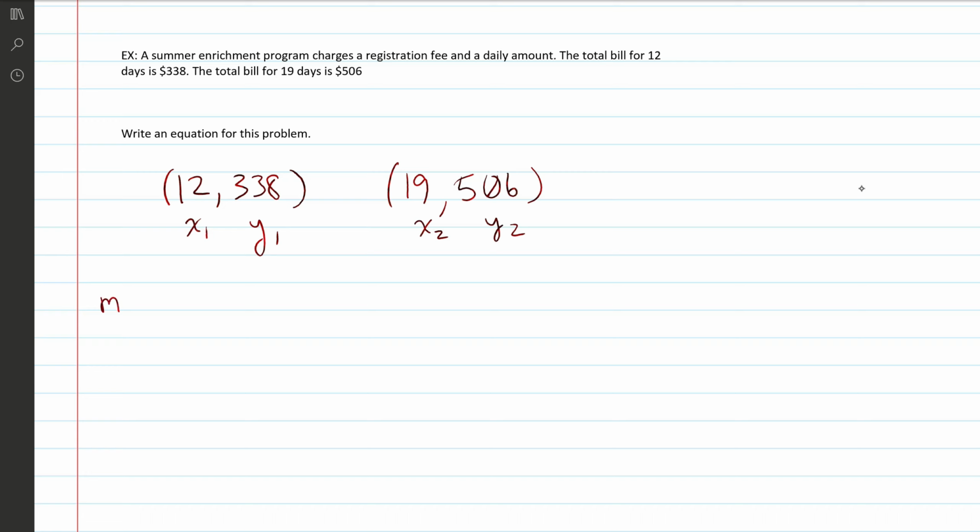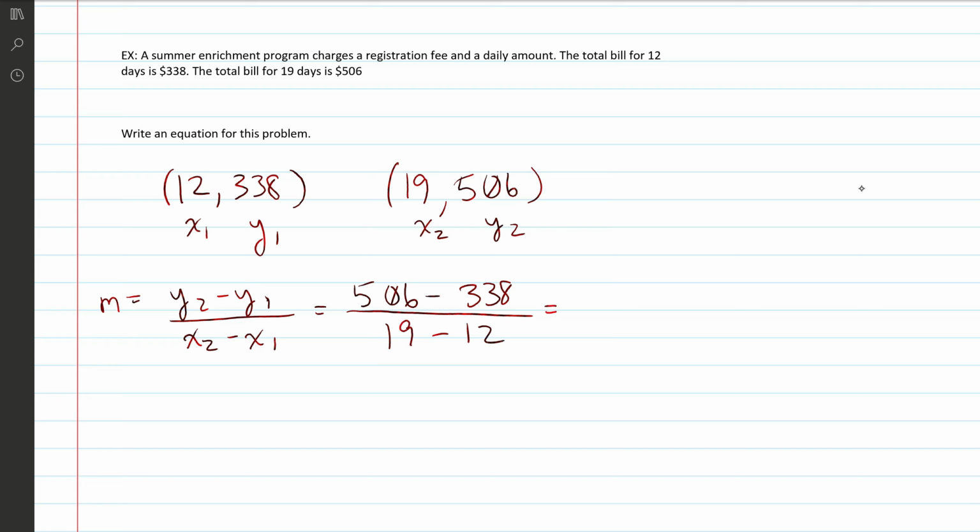So we said the first step is to find the slope, which is y sub 2 minus y sub 1 over x sub 2 minus x sub 1. Plugging those in based on what I was given in the initial problem, I have 506 minus 338 over 19 minus 12. I'll just use a calculator for these really large numbers. The 506 minus the 338 gets me the 168, and then the 19 minus the 12 gets me the 7. So the 168 divided by 7 leaves me with the 24. So that's my slope. All right.